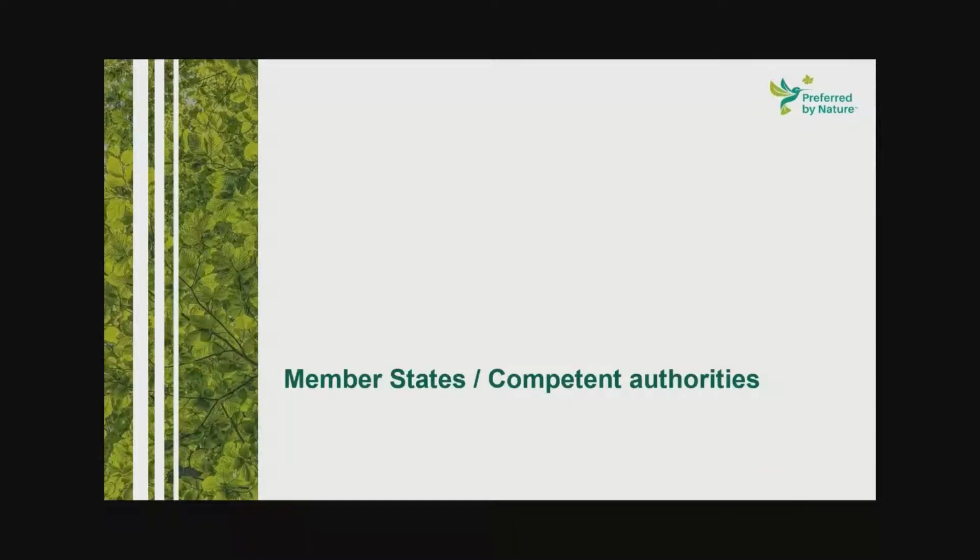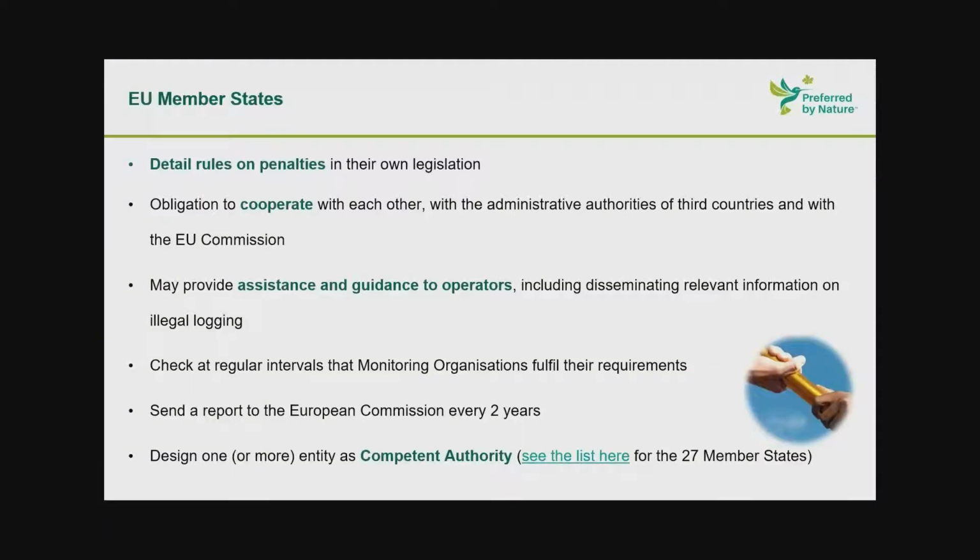Let's start off with member states and their competent authorities. Also, there is a more detailed presentation from the competent authority of Belgium on Friday. So let's say I'll just briefly introduce what they're doing basically. What has to happen, of course, after the EU regulation, is that member states have to turn regulation into legislation, and then detail rules and penalties and so forth. What member states also have to do is cooperate with each other, with the Commission, and with countries from outside.